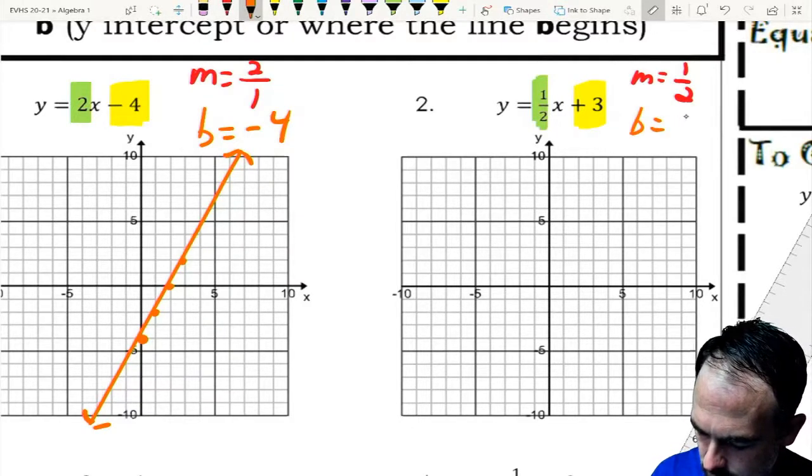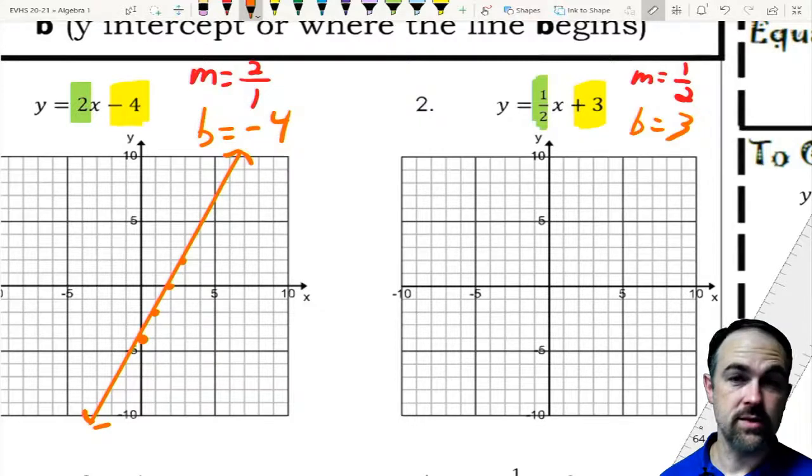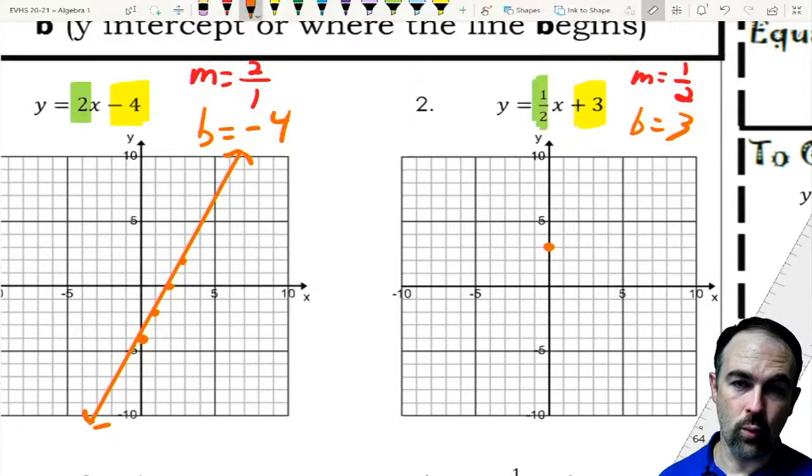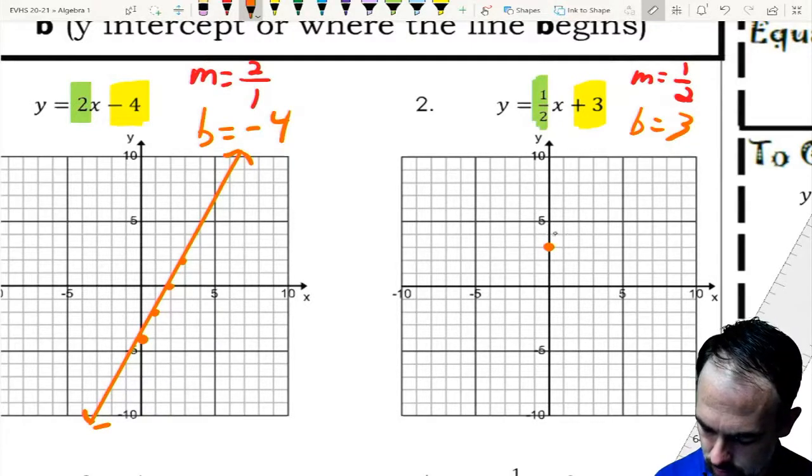B equals +3. So same process as before. Go to your y-intercept. 1, 2, 3. Went up 3 on the axis. Again, rise 1, run 2. Rise 1, run 2. Rise 1, run 2. And I can go the other direction as well.